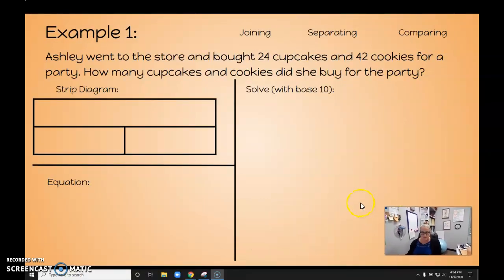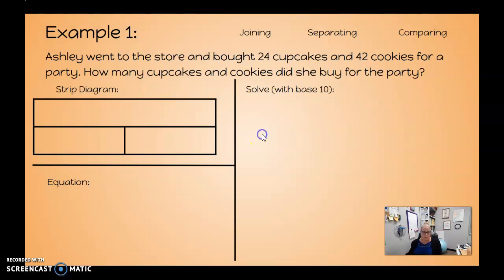So what we are going to do today is we are going to look at two problems. We're going to first look at the problem, we're going to read it, and we're going to decide what in the world is going on with this problem. So here's what it says. Ashley went to the store and bought 24 cupcakes and 42 cookies for a party. How many cupcakes and cookies did she buy for the party? So I want you to think about that. Are we joining, or are we separating, or are we comparing two different things?